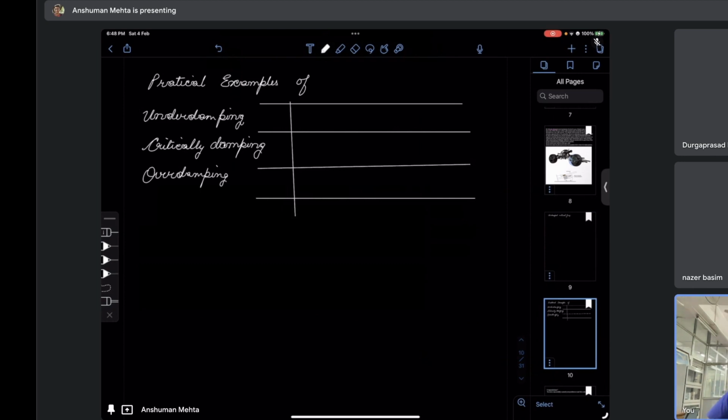So an underdamped system is always talked about in terms of comfort. If we have some vehicle which needs comfort, let's talk about luxury cars.